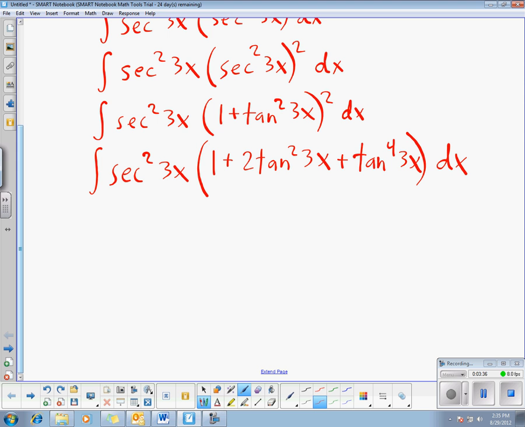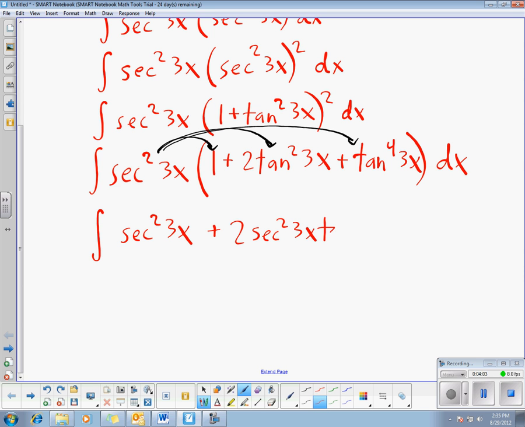Okay, so now we're kind of in a similar place as we were with the sines and cosines. We're going to distribute this secant squared to all 3 portions of these parentheses. We're going to get secant squared 3x when we multiply it by 1. And then we're going to get plus 2 secant squared 3x tangent squared 3x plus tangent to the 4th, or secant squared 3x tangent to the 4th 3x.